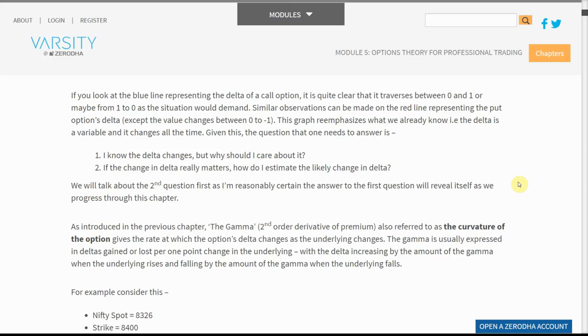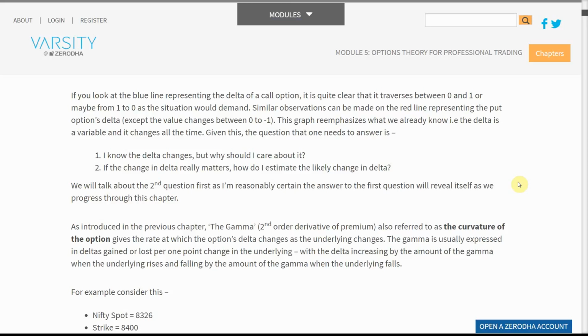As introduced in the previous chapter, the gamma, the second-order derivative of premium, also referred to as the curvature of the option, gives the rate at which the option's delta changes as the underlying changes. The gamma is usually expressed in delta gained or lost per 1 point change in the underlying, with the delta increasing by the amount of the gamma when the underlying rises and falling by the amount of the gamma when the underlying falls. For example, consider this.